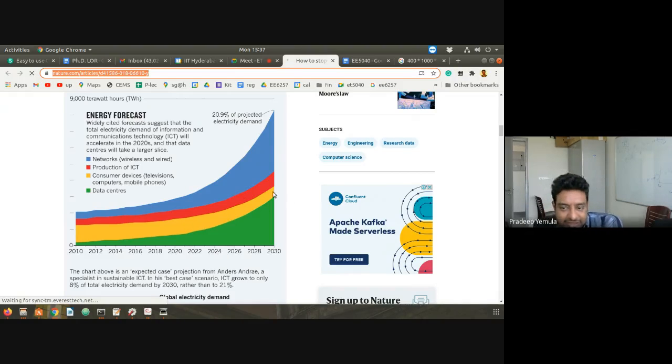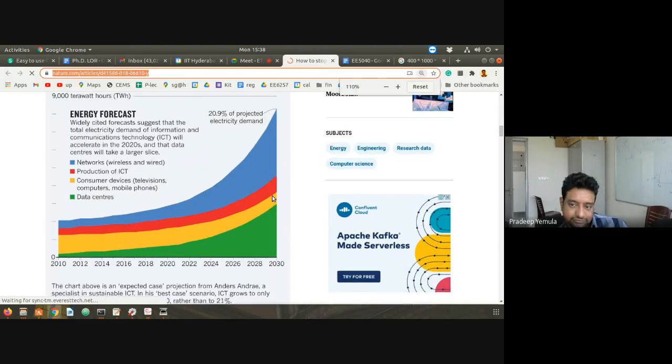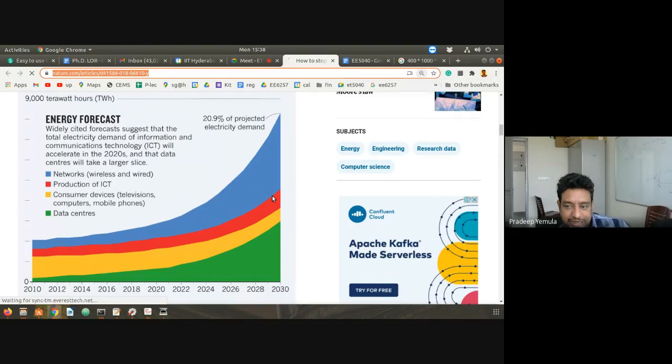Now, one thing sounds interesting here. Do you see how much we are consuming in televisions, computers, and mobile phones? The yellow one. About 1,000 terawatts in 2010. Moving forward, can you see it is reducing? By 2030, maybe this is just 500. Is everybody able to see this? I just want confirmation.